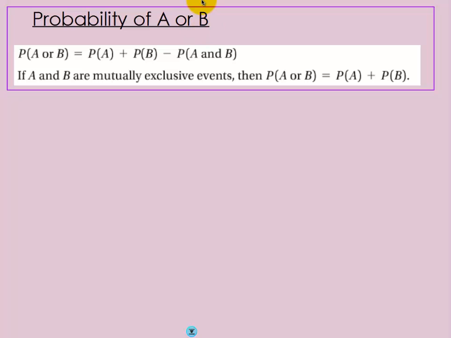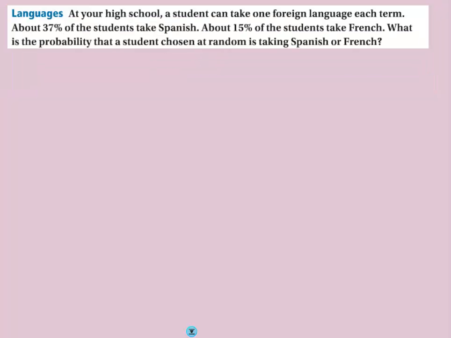Probability of A or B. Last time we talked about the probability of two events happening, A and B. This is A or B. So A happens or B happens. The formula for A or B is the probability of A plus the probability of B minus the probability of A and B. And there's another case. If they are mutually exclusive events, the probability of A or B is the probability of A plus the probability of B. So let's look at an example of this.